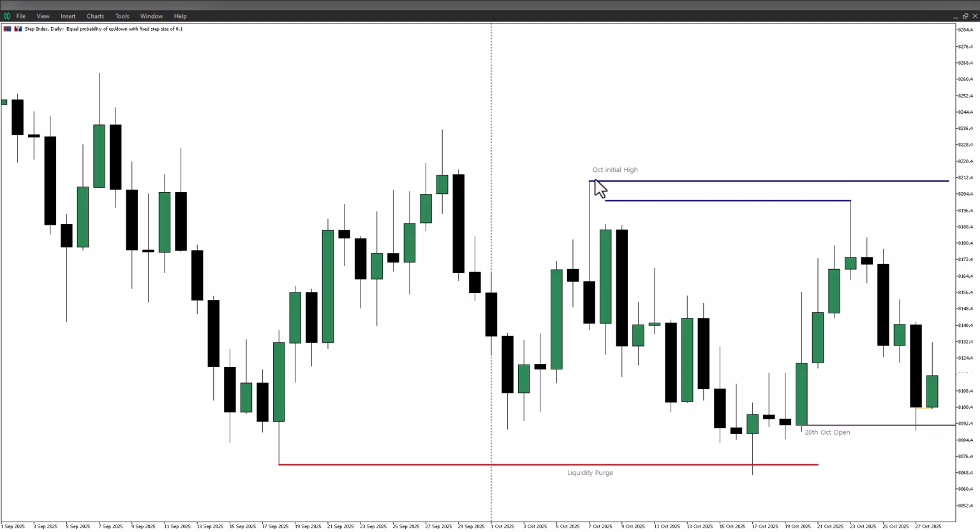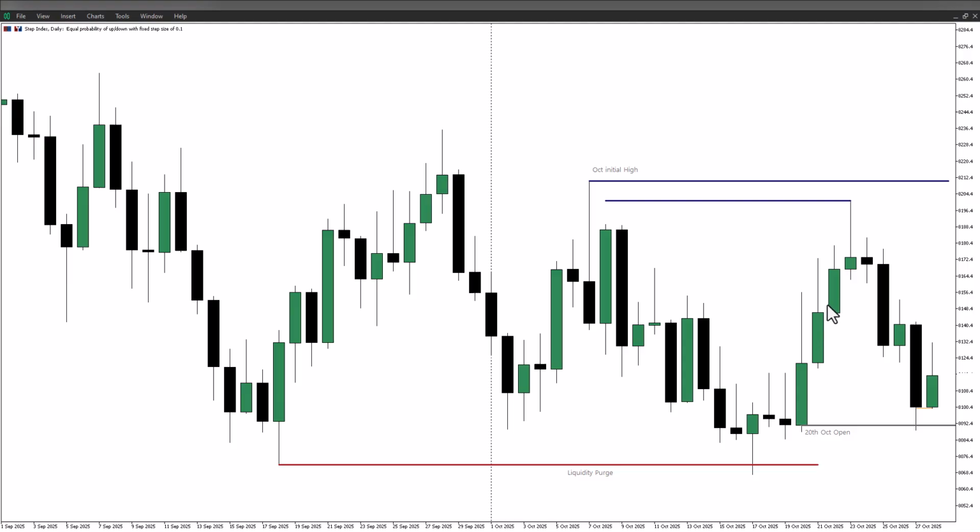So after we've resisted on that bearish order block, we came all the way down to sweep this particular low. And this down here, I call it a liquidity purge. A liquidity purge is when price action sweeps a liquidity pool and then quickly reverts. It goes into the opposing side. Hello, 20th of October opening price. That is the reversal profile that tends to happen, right?